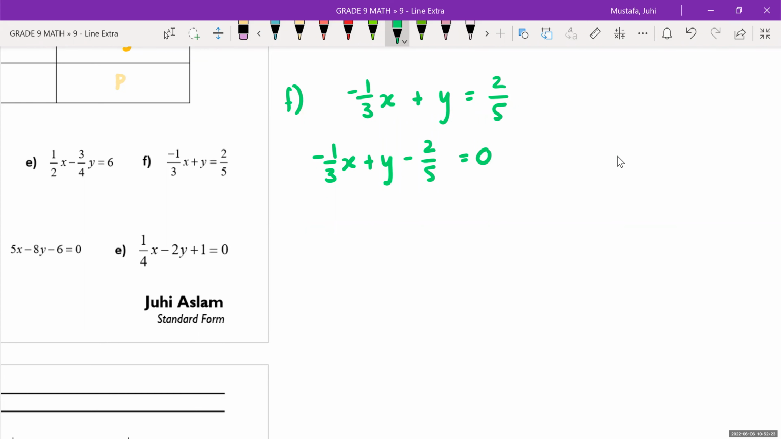Good. What's the next step we should do? We have fractions, but because this is an equation, we are allowed to multiply it by a magic number. So think back to when we did equations. What would be a good magic number in this case? Good. We're going to multiply everything in this equation by 15.